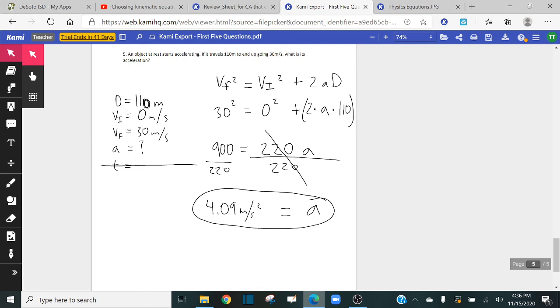Also, guys, one more thing that I want to say: if it gives you a problem and it gives you a final velocity, but doesn't necessarily tell you what the initial velocity is, it's okay to assume the initial velocity is 0, depending on the problem.